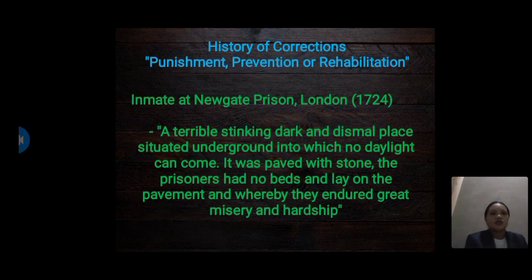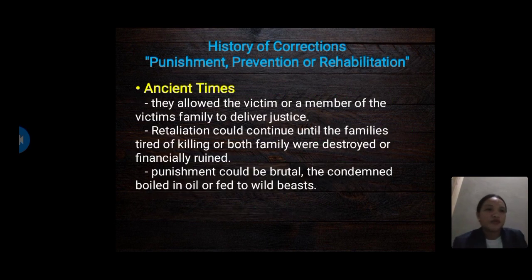Next is the history of correction: punishment, prevention, and rehabilitation. Inmate at Newgate Prison, London, 1724: A terrible, stinking, dark, and dismal place, situated underground into which no daylight can come. It was paved with stone. The prisoners had no beds and lay on the pavement, whereby they endured great misery and hardship. That was before the ancient times.